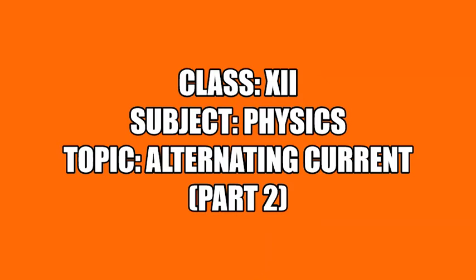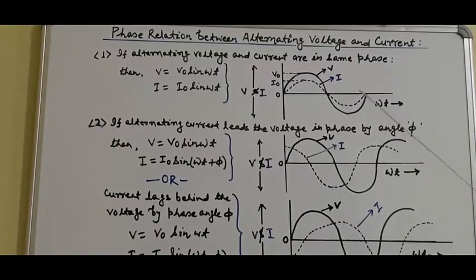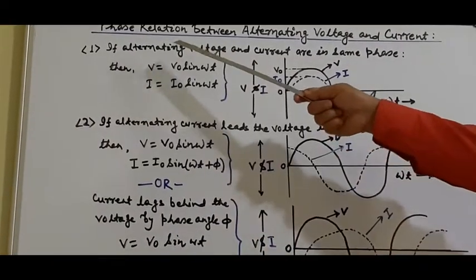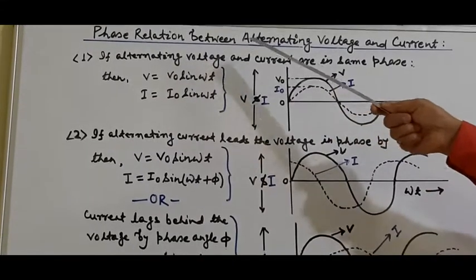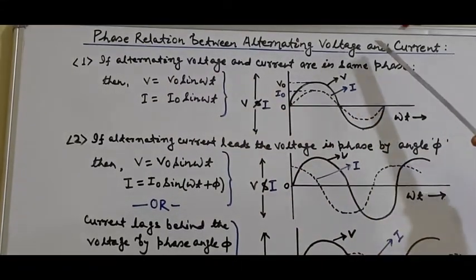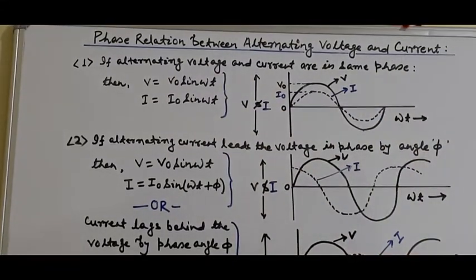Good morning, students. This lecture is in continuation of the chapter Alternating Current. Today, we will discuss different types of alternating current circuits. So be attentive. Let us first discuss the phase relation between alternating voltage and current.